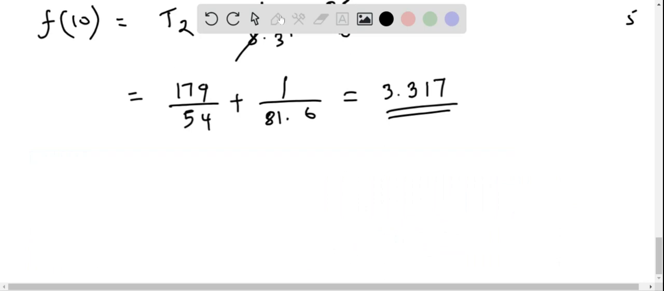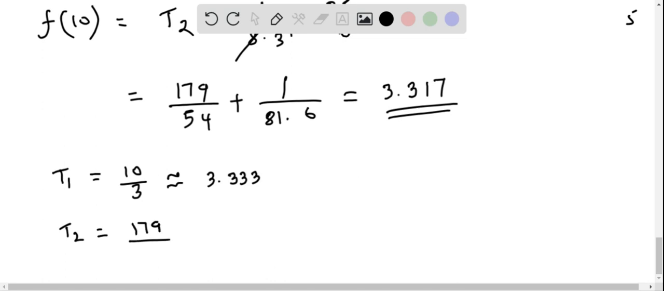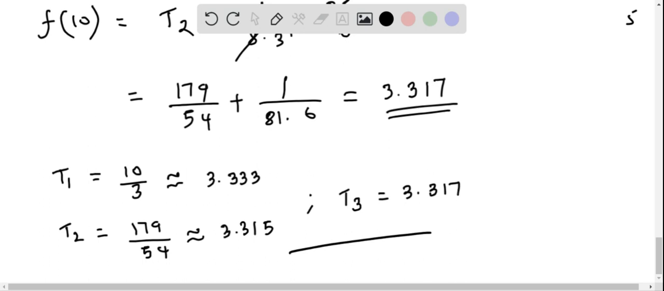Now let me put all the values in terms of decimals. T1 is equal to, that is we had 10 by 3, so this is basically 3.333. And similarly T2, we got 179 by 54, so this is approximately 3.315. And finally T3, we got it as 3.317. So this is how we have to do the Taylor approximation for a polynomial.